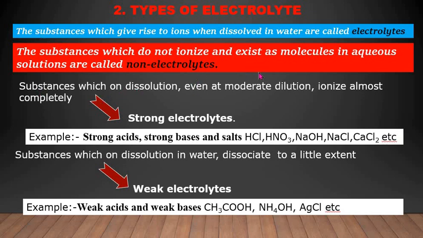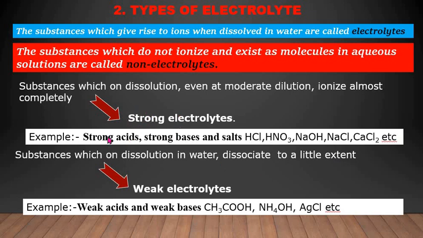There are mainly two types of electrolytes. First is strong electrolytes, second is the weak electrolytes. The classification of these two is on the basis of extent of dissociation or ionization. Strong electrolytes are the electrolytes which are ionized almost completely, while weak electrolytes are the electrolytes which dissociate or ionize to a little extent.